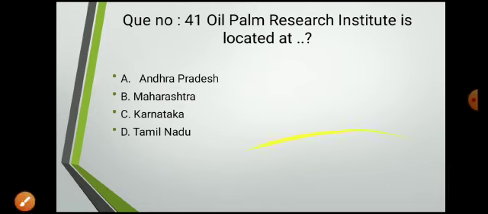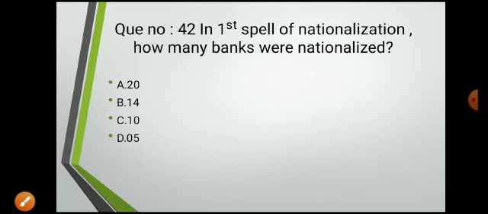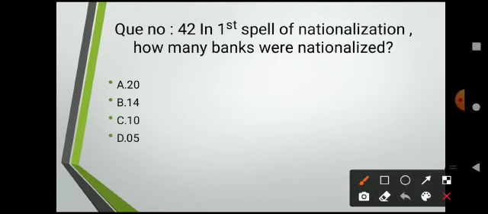Next question, question number 42. In the first spell of nationalization, how many banks were nationalized? Options are 20, 14, 10 and 5. And the correct option is option B. In the first spell of nationalization, 14 banks were nationalized.